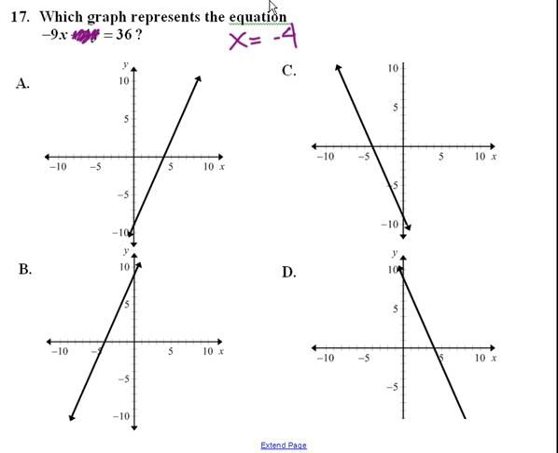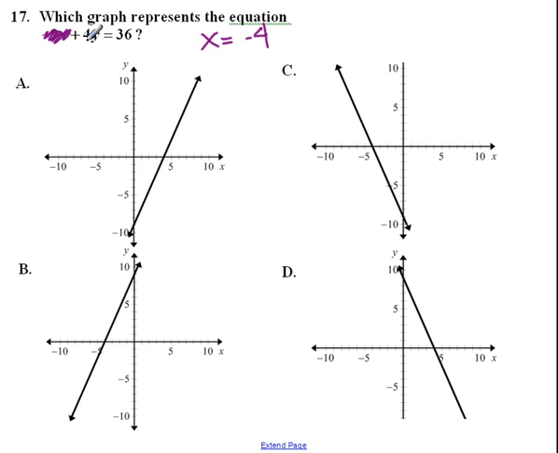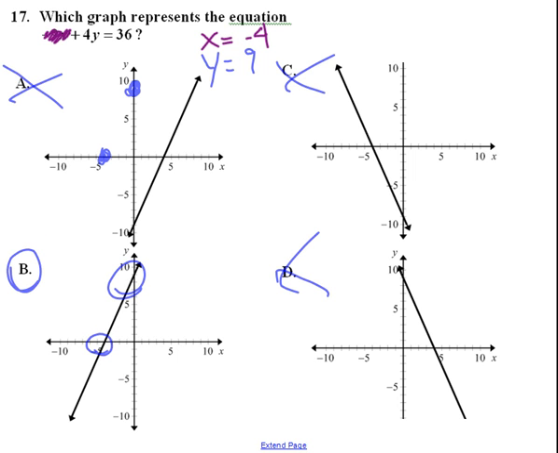So then I switch and I cover up the other side. Ooh, I moved that with it. Wasn't that fun? What's 36 divided by 4? Well, that would be y equals 9. So we want an x through the negative 4 and a y through the 9. Well, that's here and here. So it's not A, it's not C, it's not D. That is B that goes through those 2 points for our y and our x intercepts.